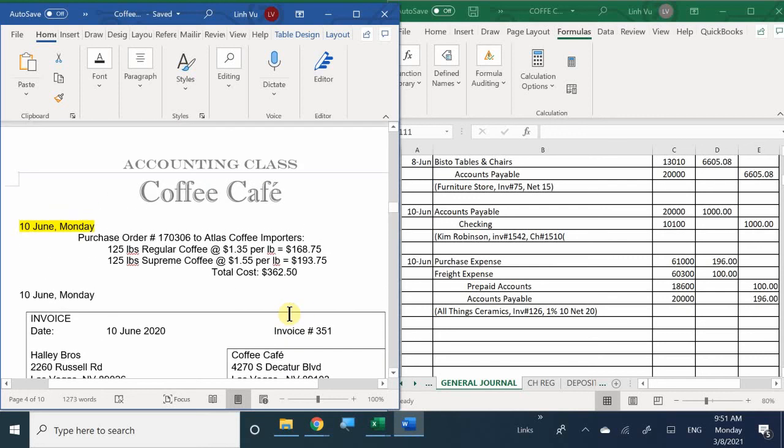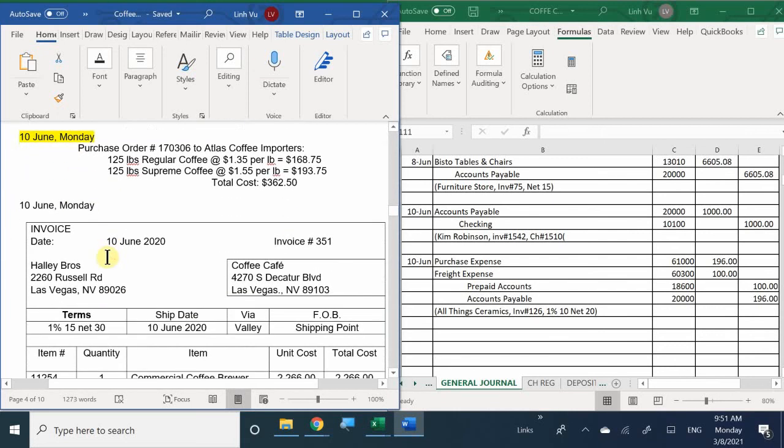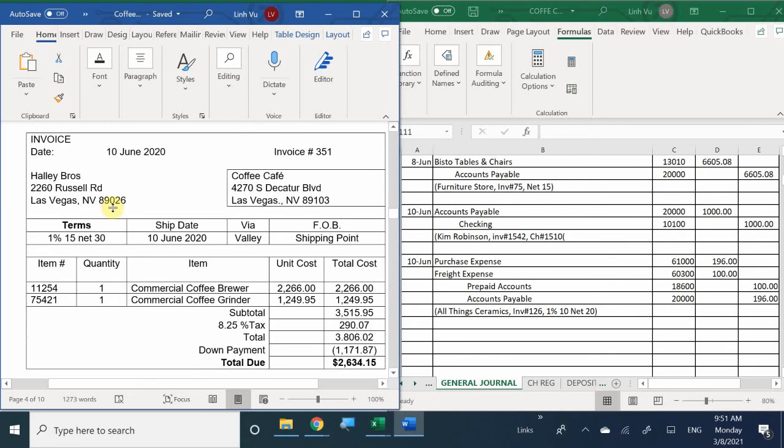Let's go ahead and do the next one real quick since we're already here. So June 10. Wow, I received another invoice. And what is this invoice for? The coffee grinder and the brewer. Yes, we received the invoice for the coffee grinder and the coffee brewer.